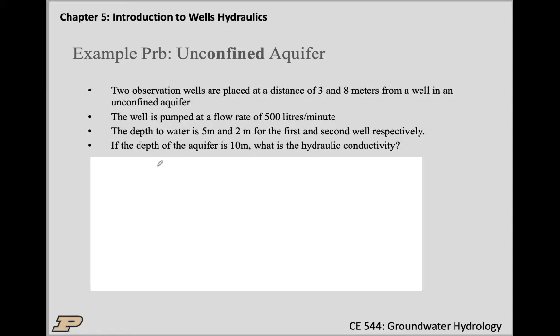Now, when we calculate this again, now we have K equals Q over pi, h squared differences, right? And natural log of the distances. Okay, so 2, 1 are the distances.